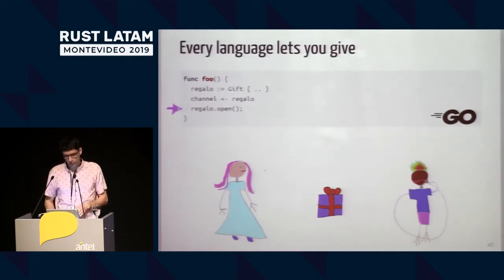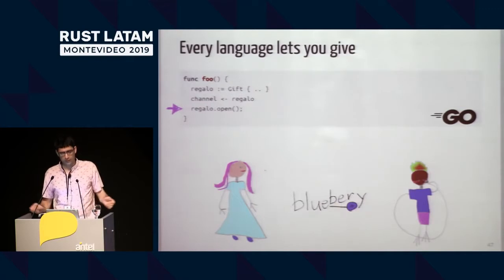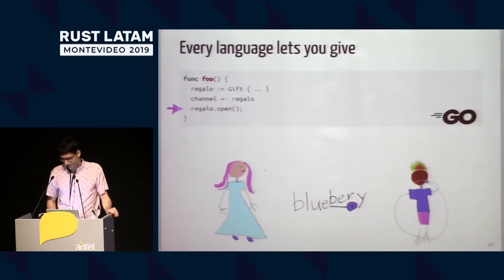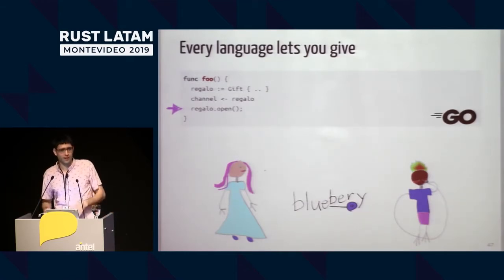So for example, I could go and open this present and find what's inside. And maybe it's a blueberry. I don't know. I asked my daughter, I said, just draw whatever you want, and I'll put it in somehow. So this is what I got.